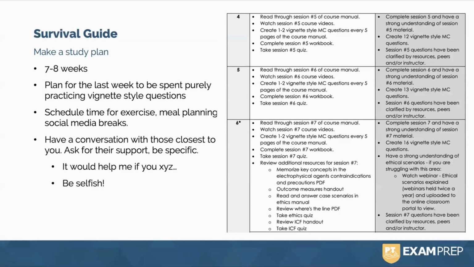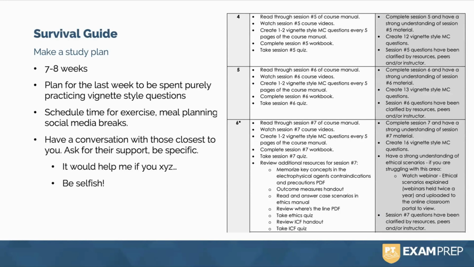I would say definitely people do study more or earlier than this. Most people who are graduating and writing this are either in school or on placement. So it's very common and a very doable combination to do both. Okay. Plan for that last week to be spent purely practicing vignette style questions. In the Canadian course, you get over 900 questions. So you're going to get so many questions to practice.